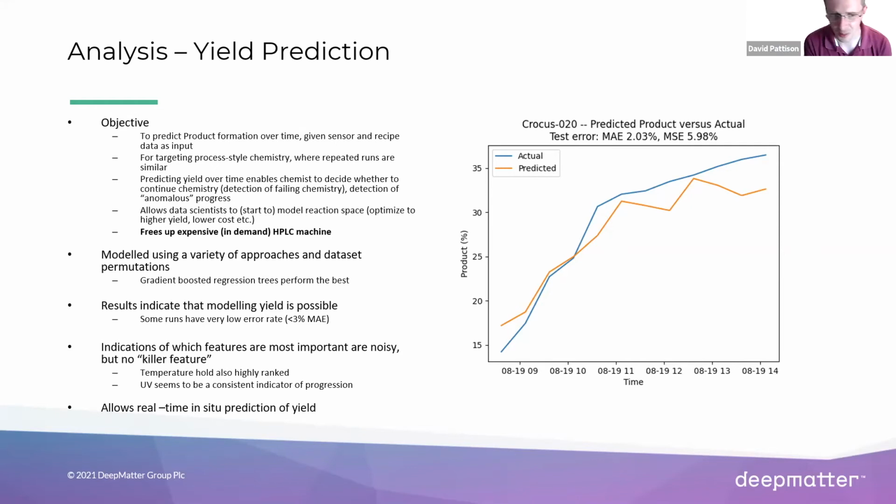There's no killer feature in here though, which surprised me, because perhaps with my bias, I went in saying, well, obviously temperature is the most important thing here. Obviously it is, but it turns out you can't get away with just modeling temperature versus yield, put it that way. You need that additional information of what is the UV, what is the color change that's occurring over time.